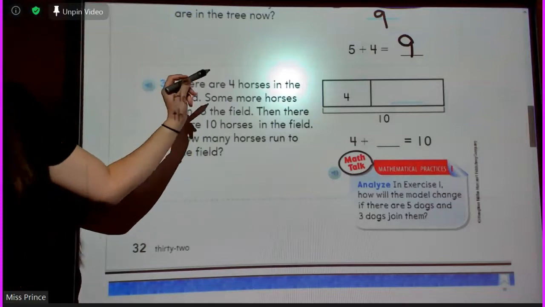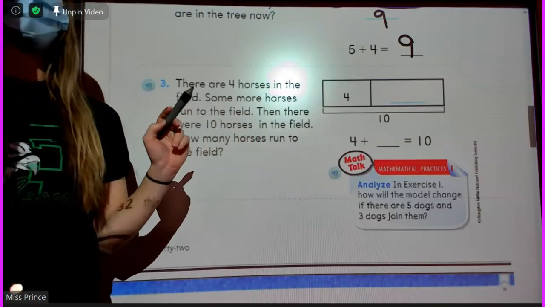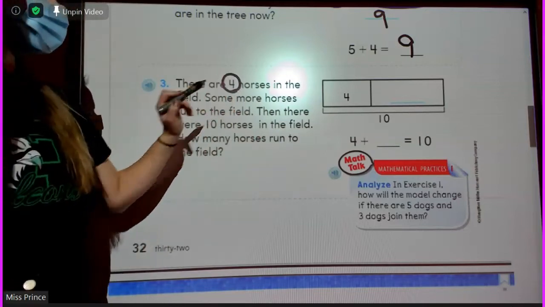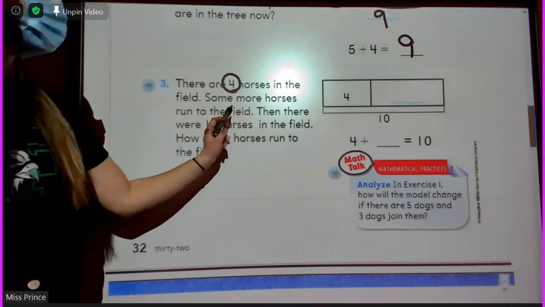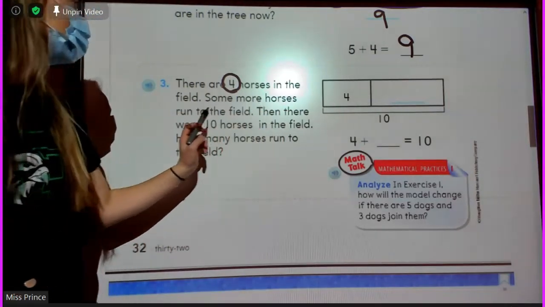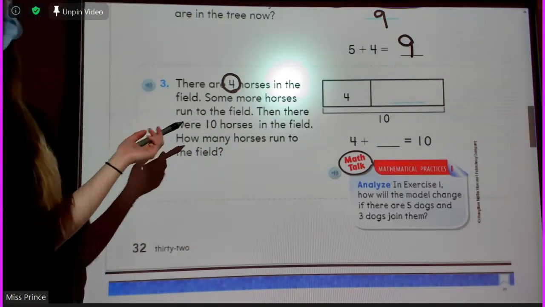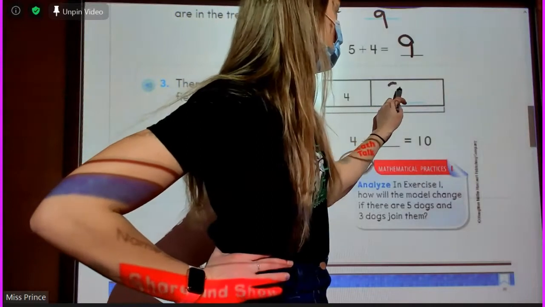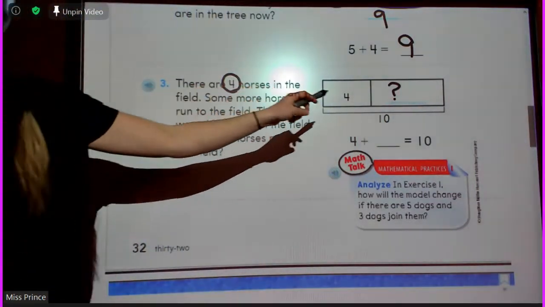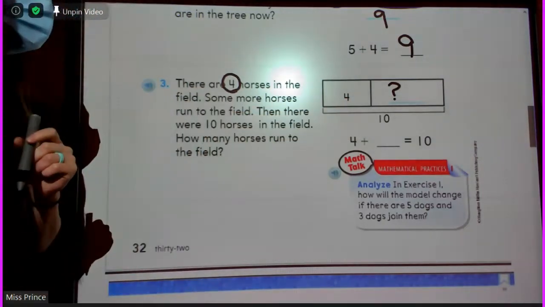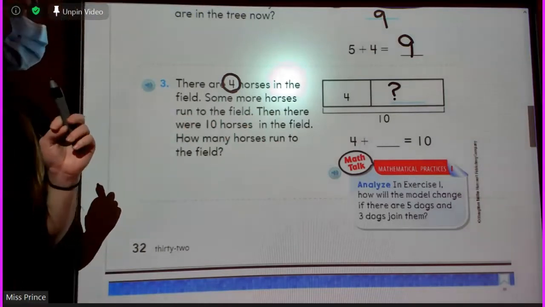Okay, next problem. There are 4 horses in the field. What do we circle? 4. Ooh, this one's a bit tricky. Are you ready? Some more horses run to the field. They didn't give us a number. Do you know what that's called? Mystery. So put a question mark because we don't know. All they said was some more horses run to the field.